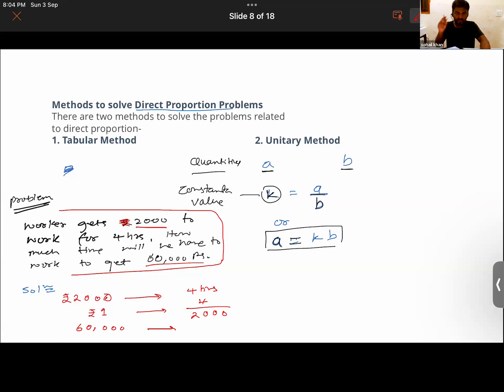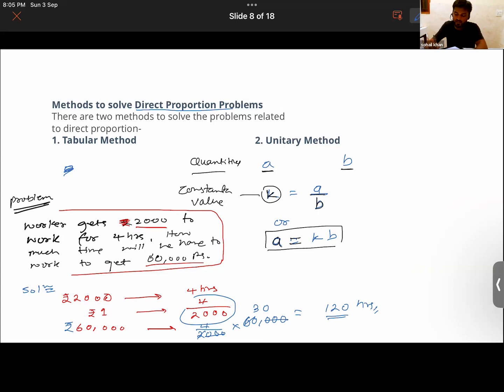Let's do it first, completed, then we'll be checking. Now Ahmed and Arham, in order to earn 1 rupee, he has to work for this much of hours. Now, in order to earn 60,000 rupees, he will have to work this much multiplied by 60,000, right? Very good. You will be getting 120 hours. That is correct. So the worker needs to work for 120 hours.